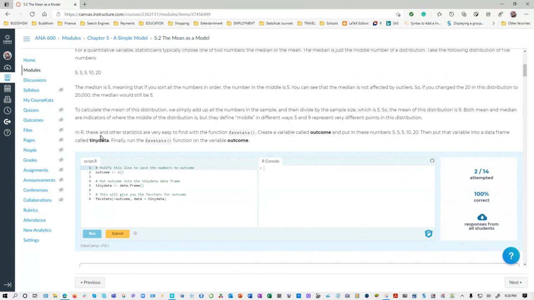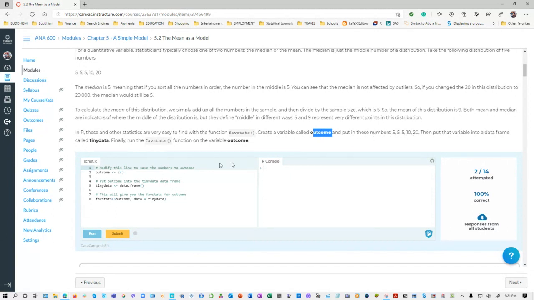In R, these and other statistics are very easy to find with the function favstats. See, this is the function you can remember. Create a variable called outcome and put in these numbers: 2, 5, 5, 5, 10.